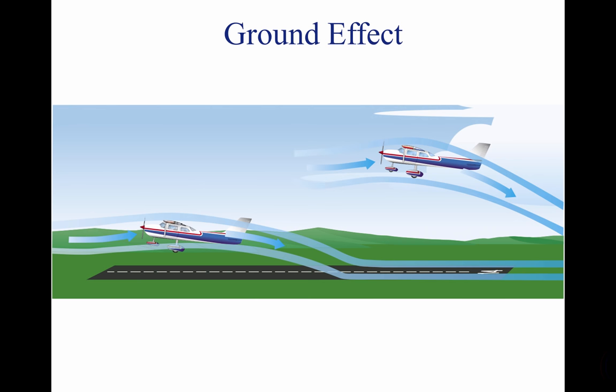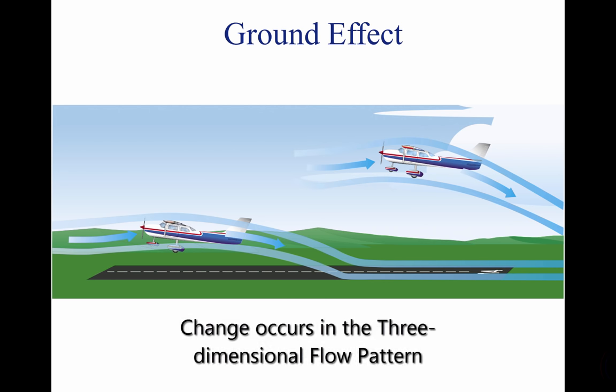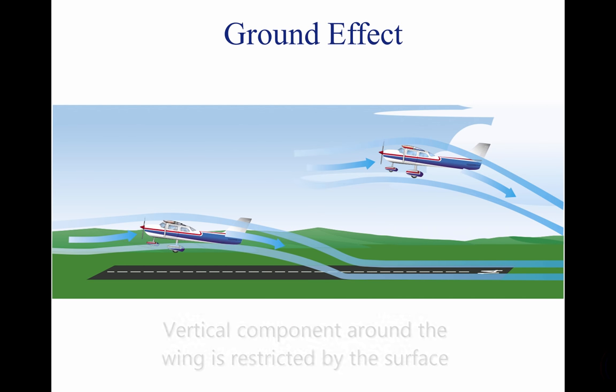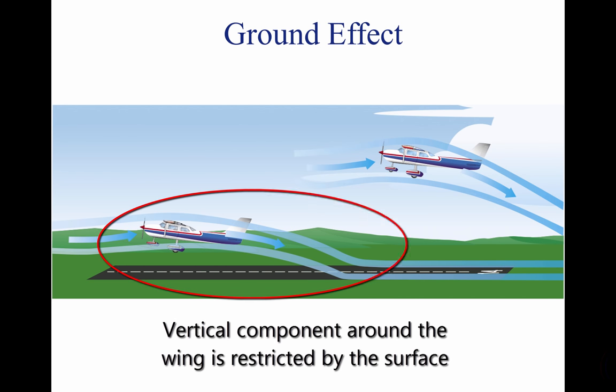Ground effect is a phenomenon that allows an aircraft to fly slower than normal a few feet from the ground. When an aircraft in flight comes within several feet of the surface, ground, or water, a change occurs in the 3-dimensional flow pattern around the aircraft, because the vertical component of the airflow around the wing is restricted by the surface. This alters the aerodynamics of the wing mainly.